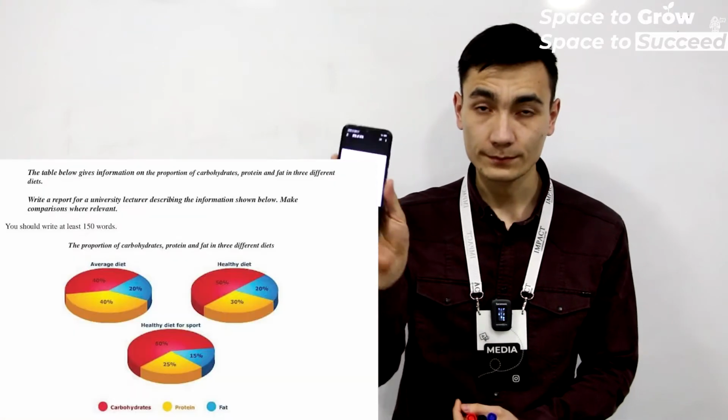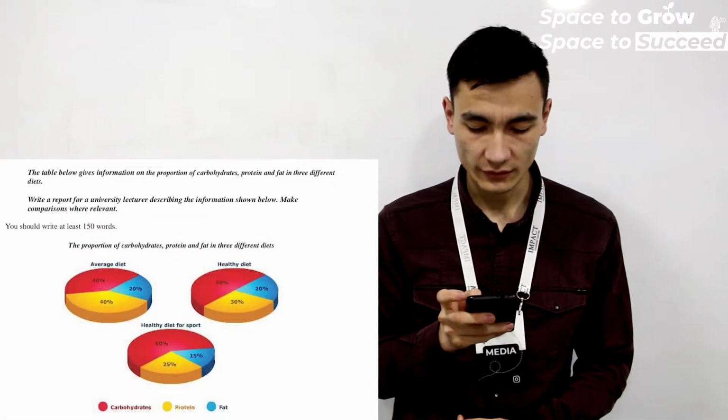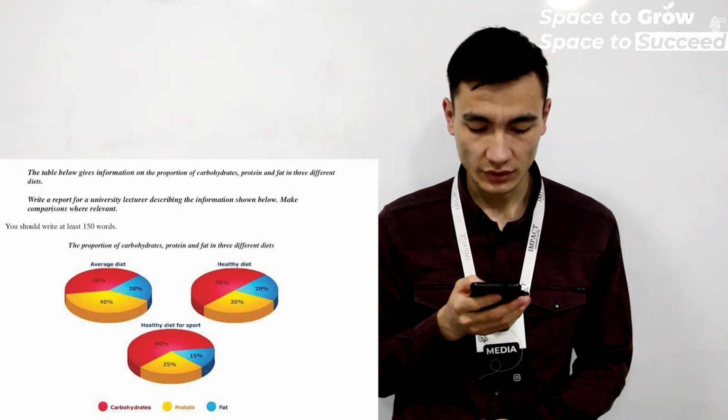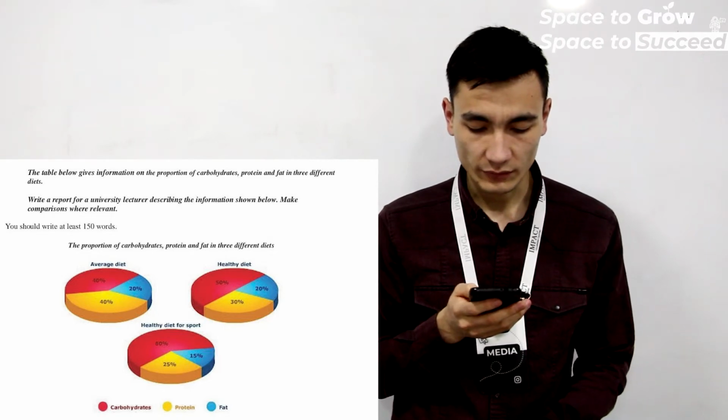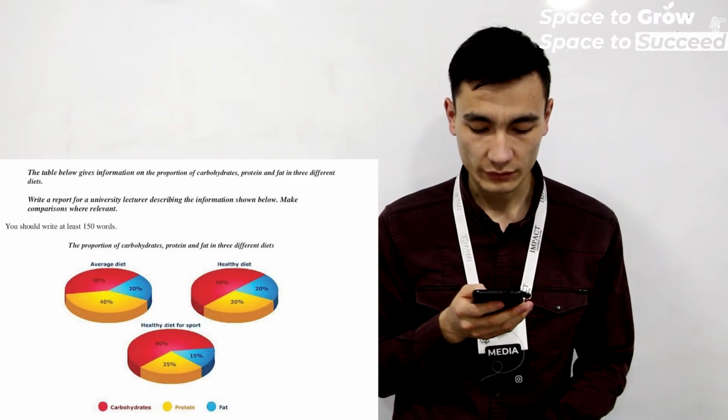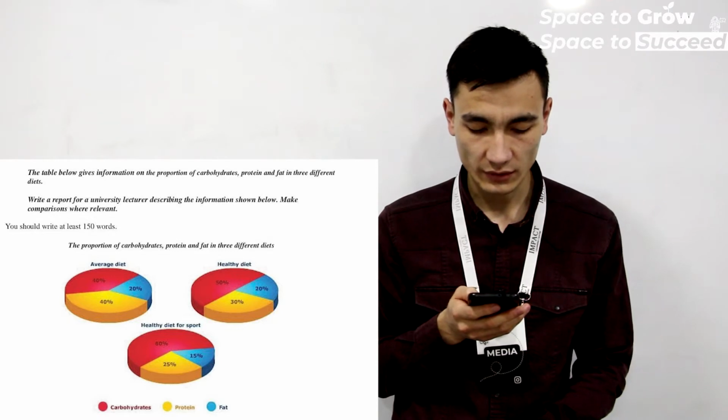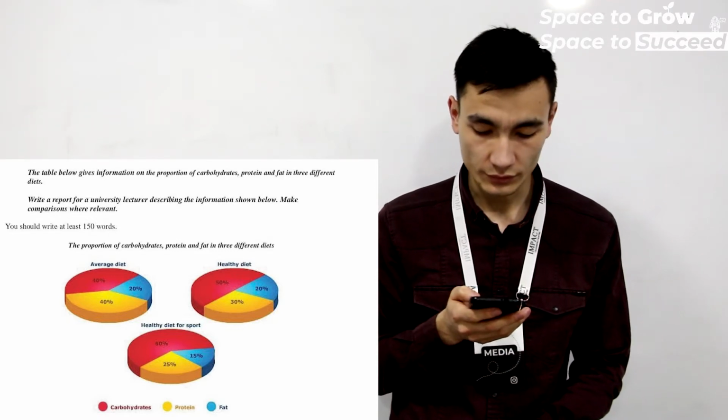Now let's just get going and look at this. What is it actually? Team, put it up. People should see this. And the thing is the introduction: the table below gives information on the proportion of carbohydrates, protein, and fat in 3 different diets.